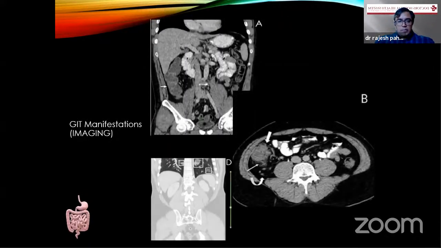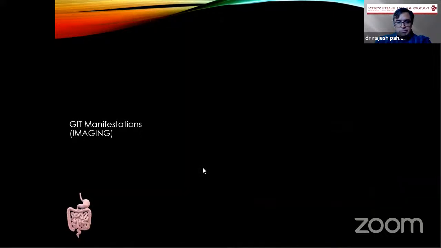This is another patient where we can see there is non-specific pericolic fat stranding in the ascending colon, as well as a fluid distended ascending colon. So this finding is described in literature in patients who present with diarrhea. We can also see there are some parenchymal changes in the lungs under view.